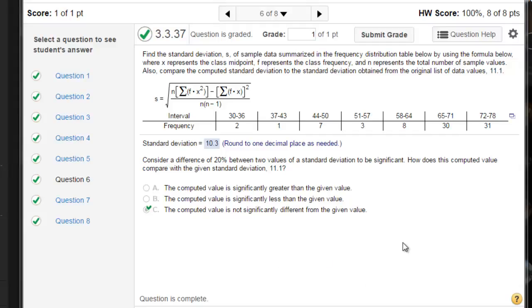Find the standard deviation S of sample data summarized in the frequency distribution table below by using the formula below, where X represents the class midpoint, F represents the class frequency, and N represents the total number of sample values. Also, compare the computed standard deviation to the standard deviation obtained from the original list of data values, 11.1.